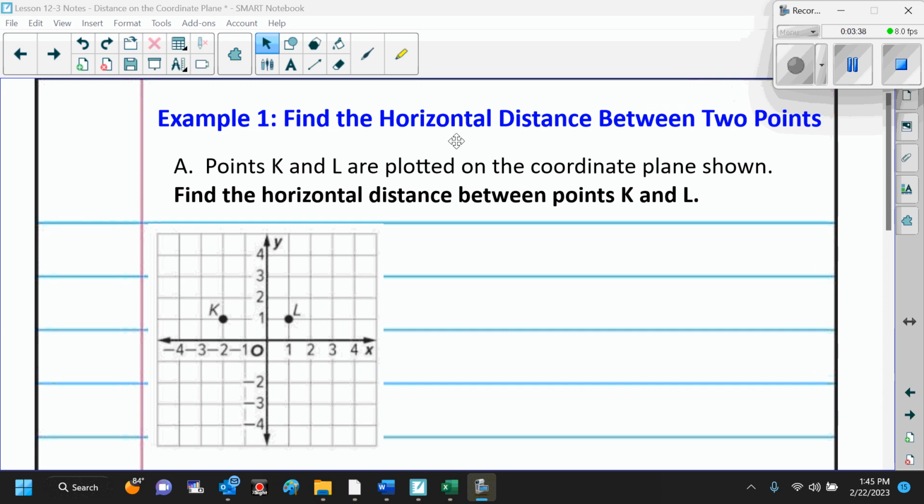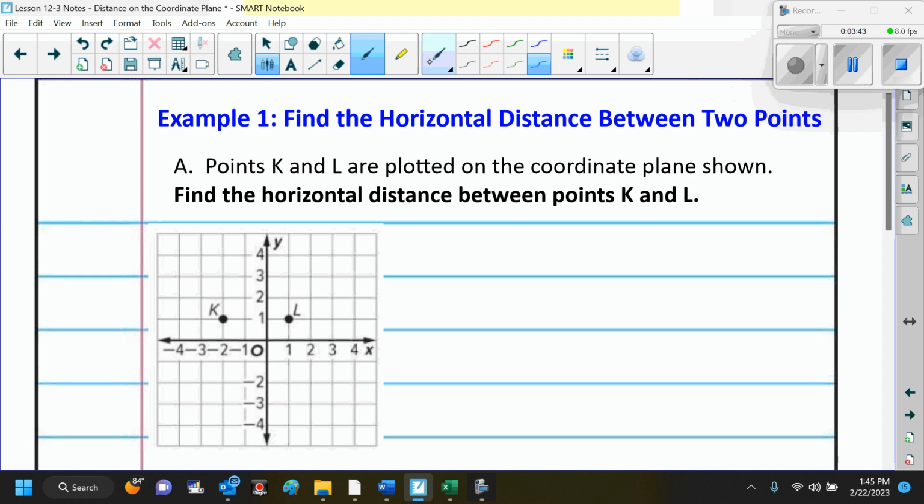So for example 1, we're going to find the horizontal distance between the 2 points. Now, of course, you know you can just count because you have a graph. See, so this is going to be 1, 2, 3 units. So let's see if we are correct in our calculations. The first thing you want to do is find what the actual ordered pairs are. So for K, this is -2, 1. And L is 1, 1.